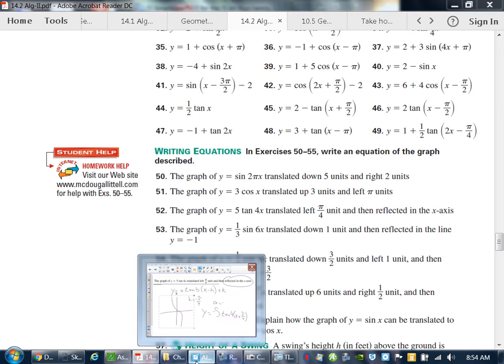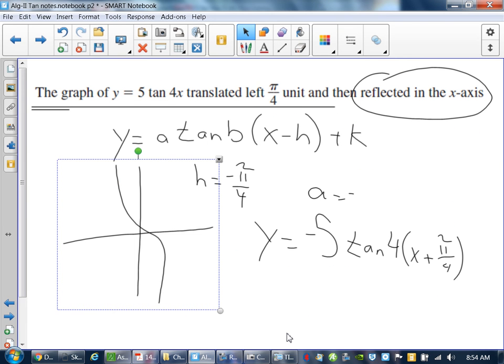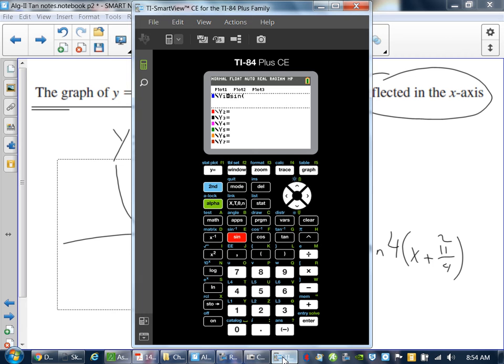Oop, wrong button. So if I want to type in -5 tangent 4 pi over this, it means I have to back up and hit the button that says -5 tangent, distribute my 4, so I'm going to get 4x plus, what's 4 times pi over 4? Pi. That was hard. Sometimes math is.